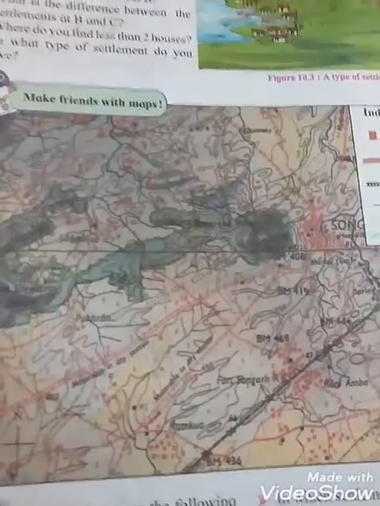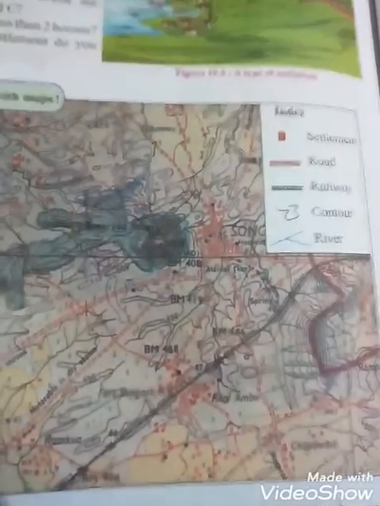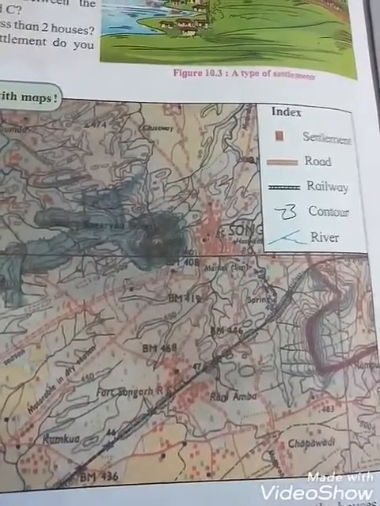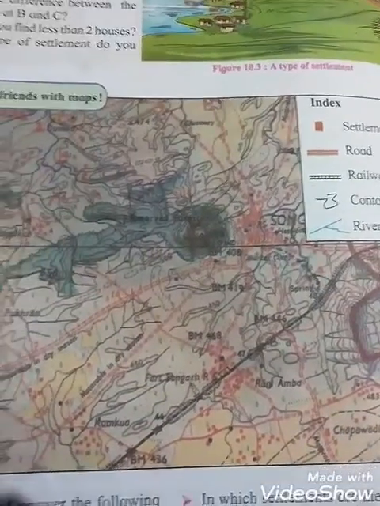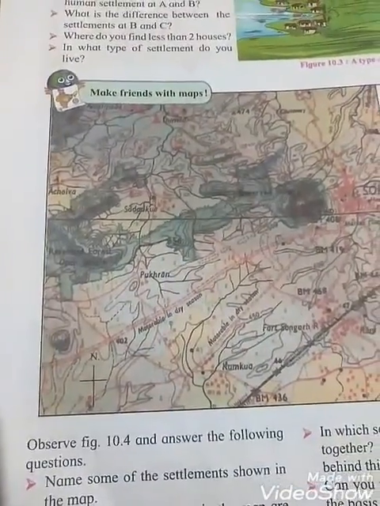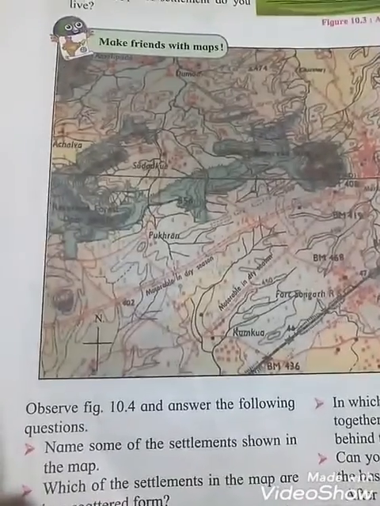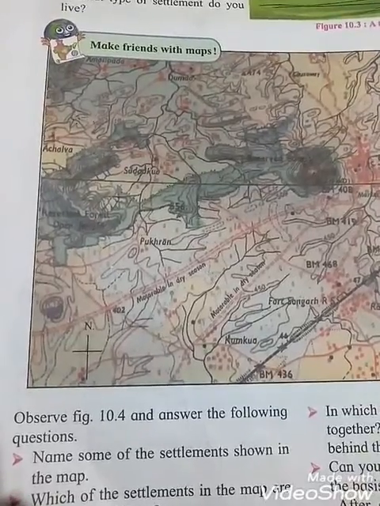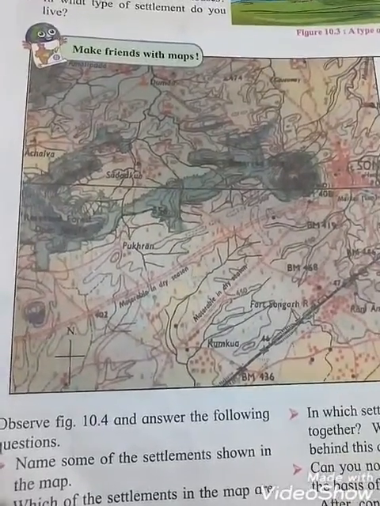Let's make friends with maps. See the index. Settlements, roads, railway, contour, river, different types of signs and symbols are shown there. Observe Figure 10.4. You have to observe that and answer the following question. Name some of the settlements shown in the map. So students, you have to name them. So many names are there.